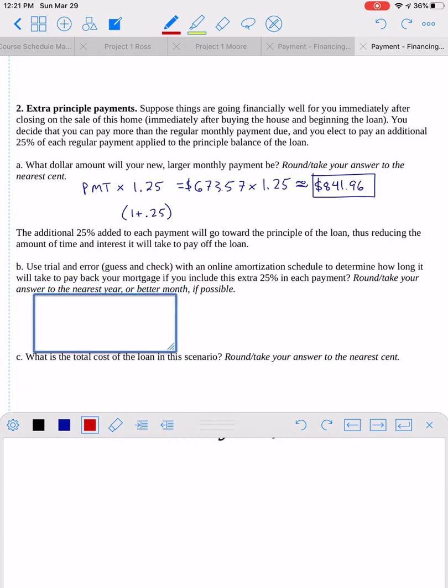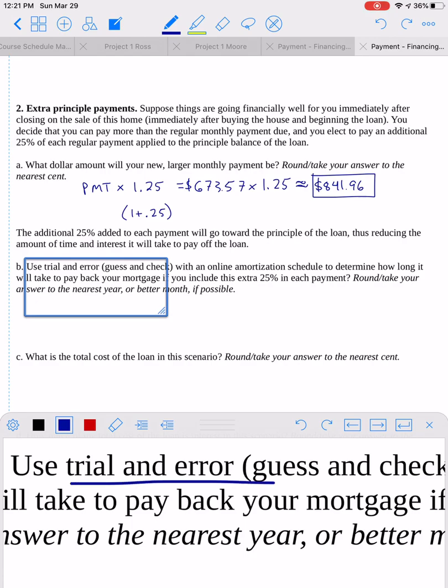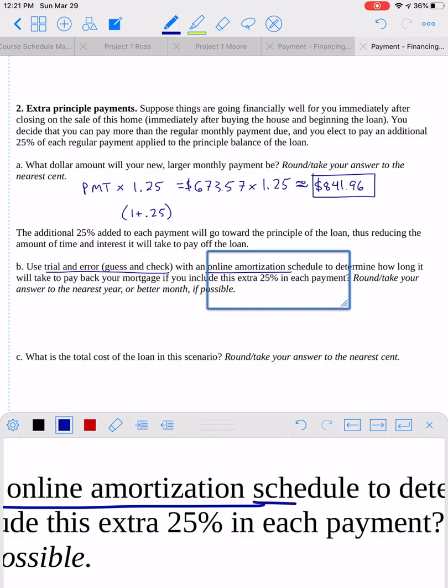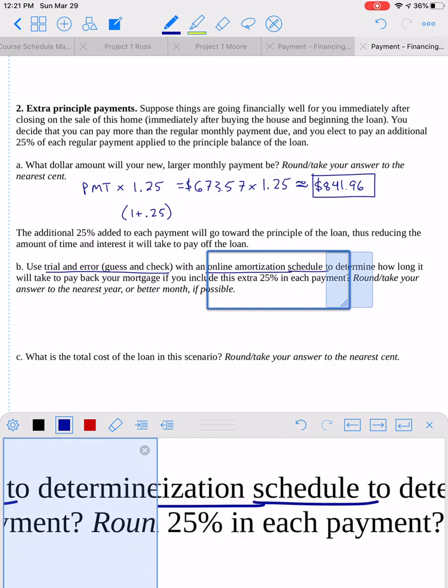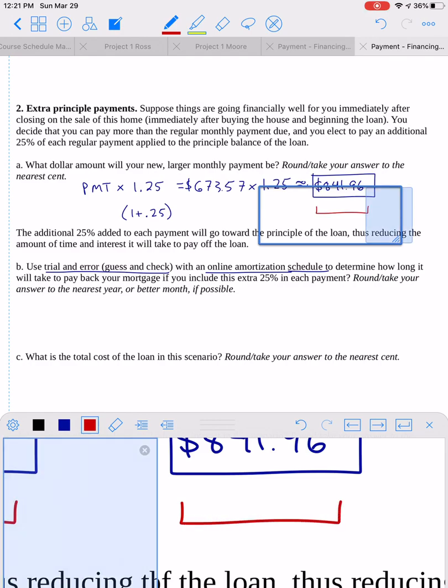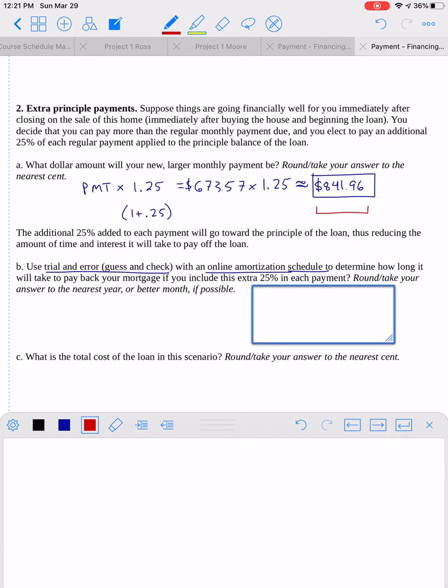We want to know how long it will take us to pay the loan back if we're going to pay this extra amount. And this is a question from the project, so it's nice to know how to do this. One of the easiest ways to answer this question is trial and error with an online amortization schedule calculator. Okay, so we'll go back to that calculator I showed you, and we're going to use some guess and check methods. And the idea would be this: we're going to change our time in the formula until we get a payment that matches or is close to this one, $841.96. So let's go have a look at how to do that.